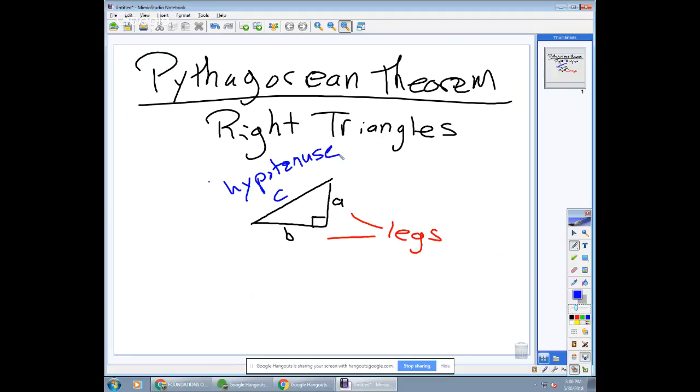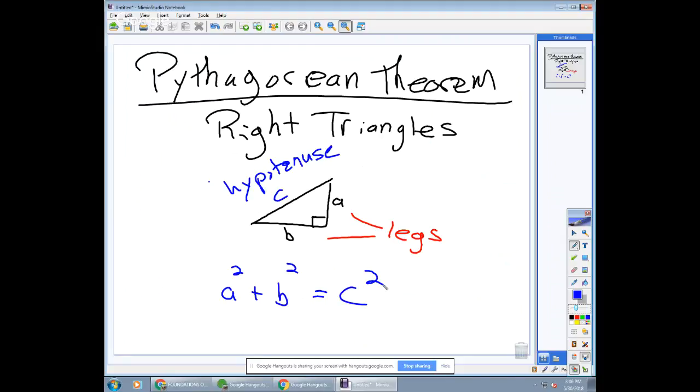And what was discovered a long time ago is that if you measure the legs and you square them, and then you add up those squares, that's always the same thing as the square of the length of the long side. So the sum of the squares of the legs is the square of the hypotenuse.